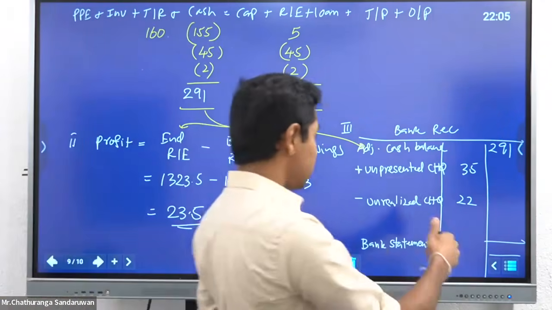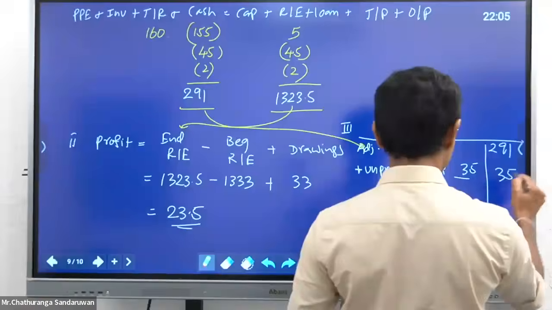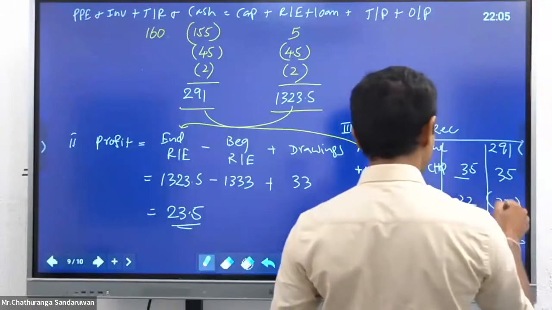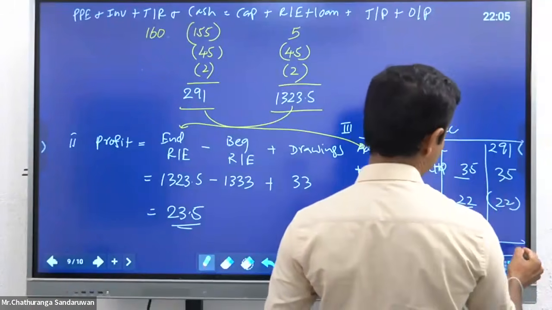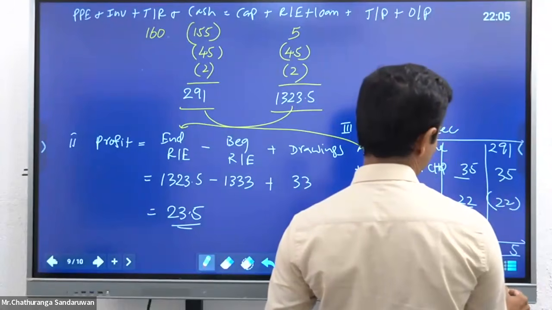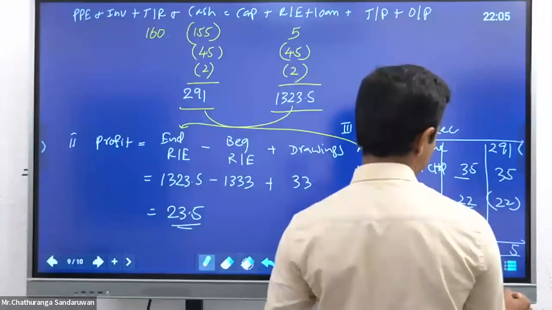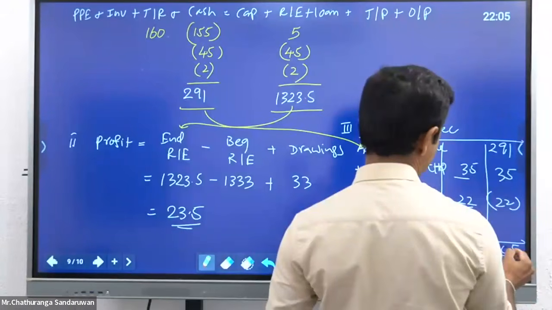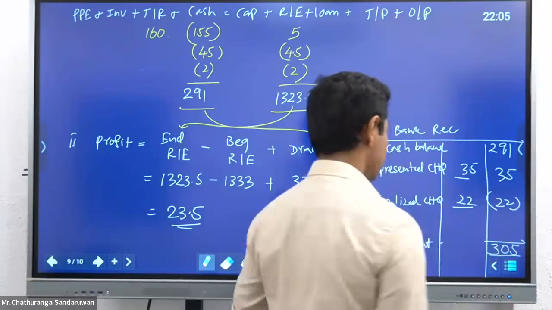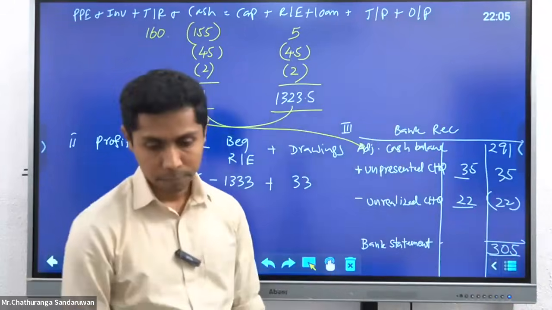And completing the reconciliation, we have to add 35, we have to deduct 22. So in net, we can add 14. Therefore, 305.